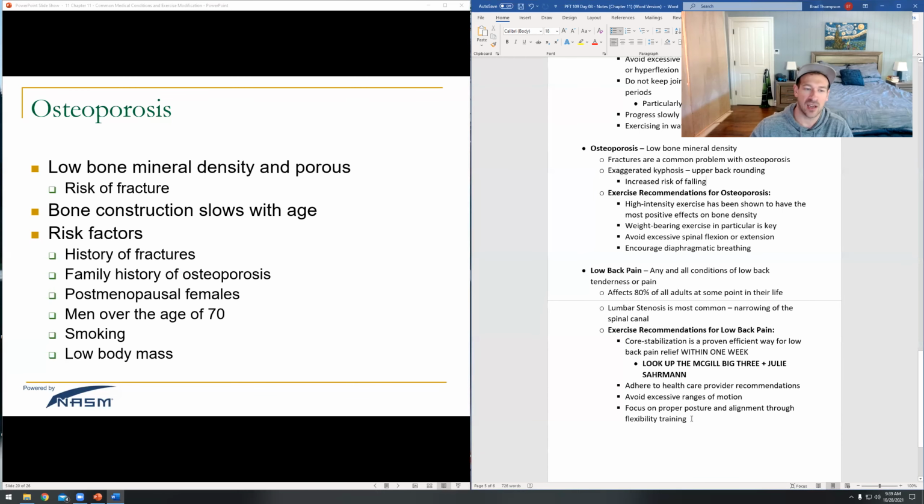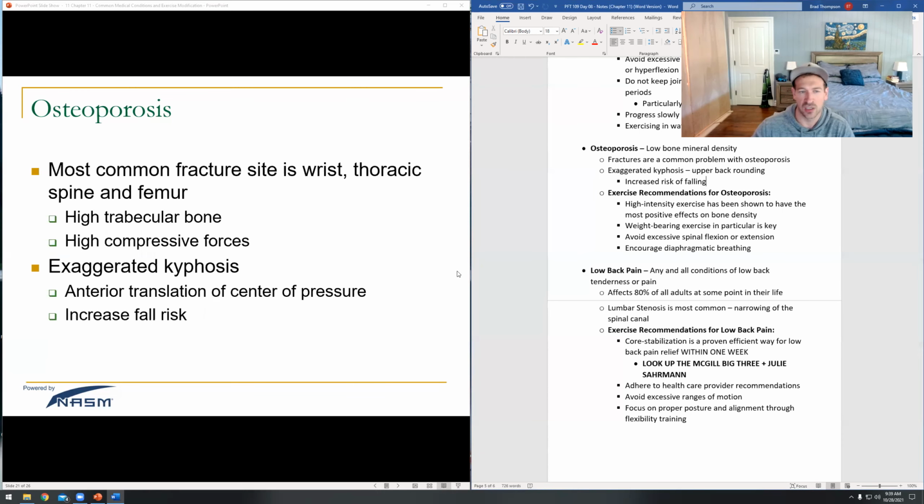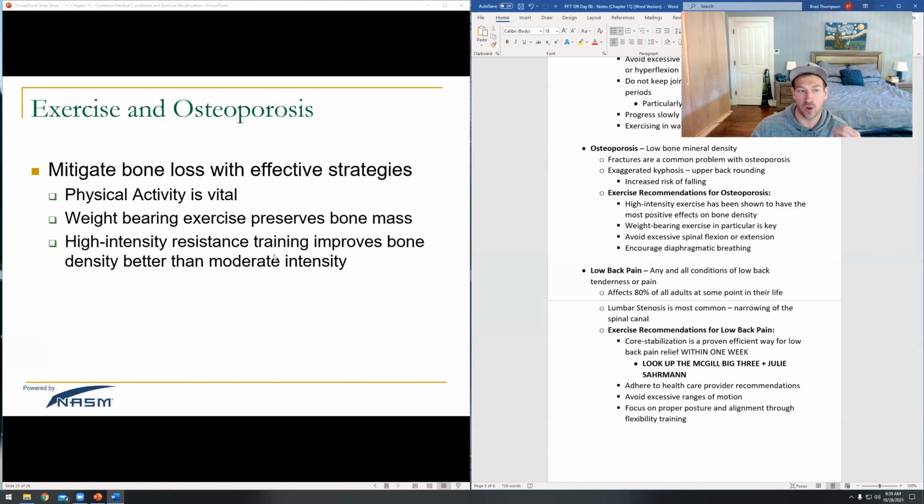So our exercise recommendation is to make sure that we get our clients engaging in what we call high intensity exercise here, but I want you to be aware it isn't necessarily super high intensity. Yes, high intensity exercise has been shown to have the most positive benefits, but with clients who are engaging in exercise with osteoporosis, you don't want them lifting at super maximal intensities where they could end up fracturing a bone just by lifting super heavy weight.